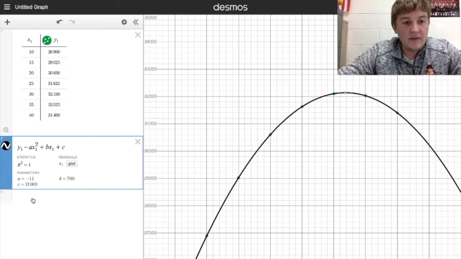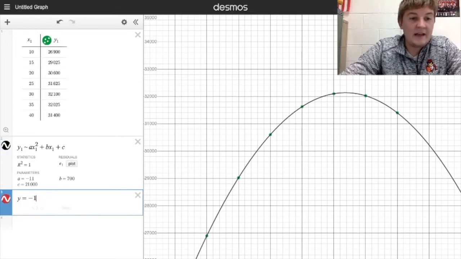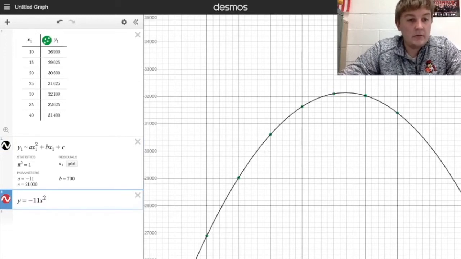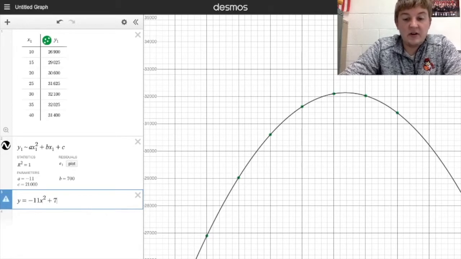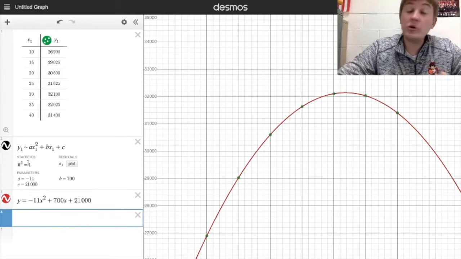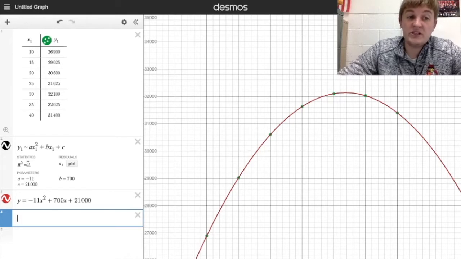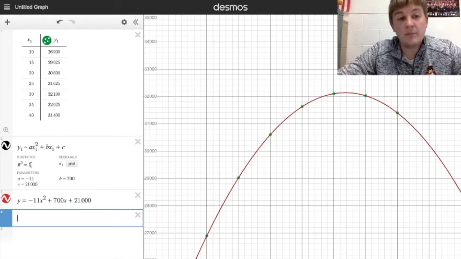That's my a value, b value, and c value. So my function would be y equals negative 11x squared plus 700x plus 21,000. Now you can see that red line here, that is exactly what my curve is. This r squared is how good of an estimation it is. The closer to 1, the better it is. This is right on 1, so that means it's actually a perfect fit.